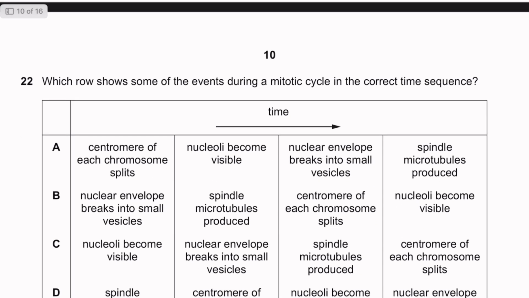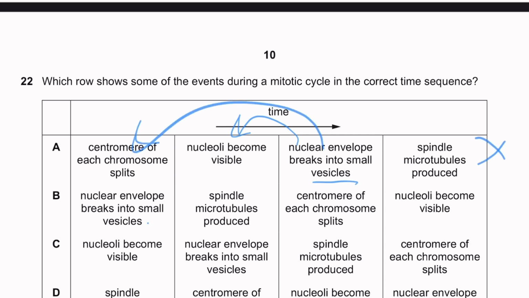Now, 22. Which row shows some of the events during mitotic cell cycle in correct time sequence? Okay, let's see. The time, and we can see it's passing by. Centromere of each chromosome splits. Interesting. Nuclei become visible. Nucleoli become visible again, so that's at the end, okay? Nuclear envelope breaks into small vesicles. This happens before all of this, actually, so this is wrong, okay?